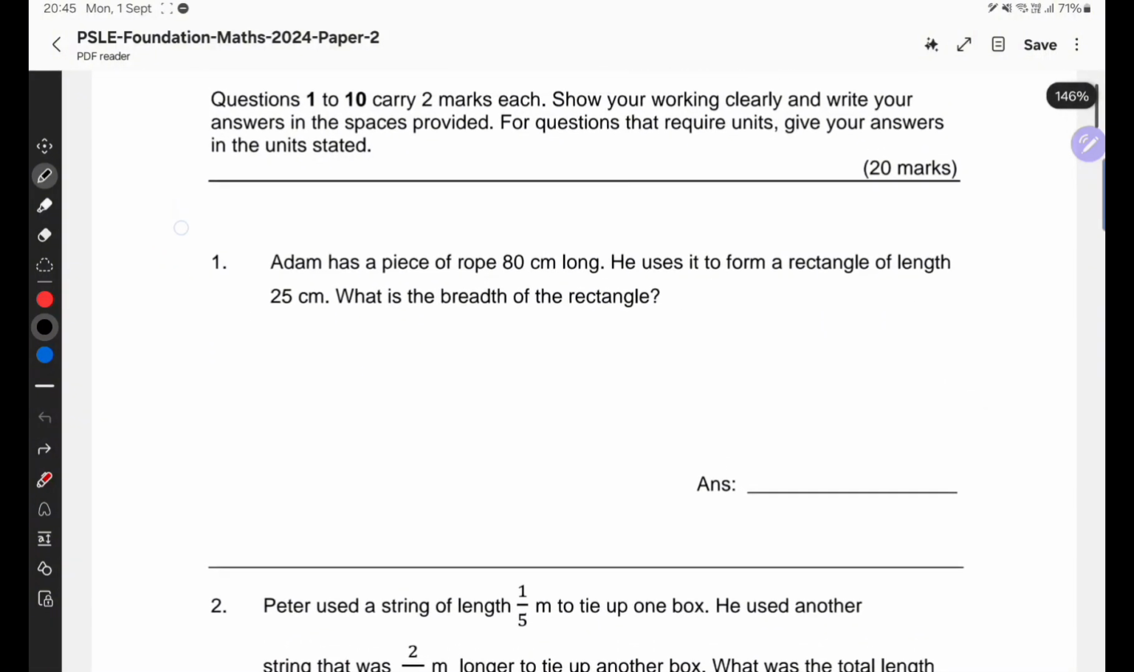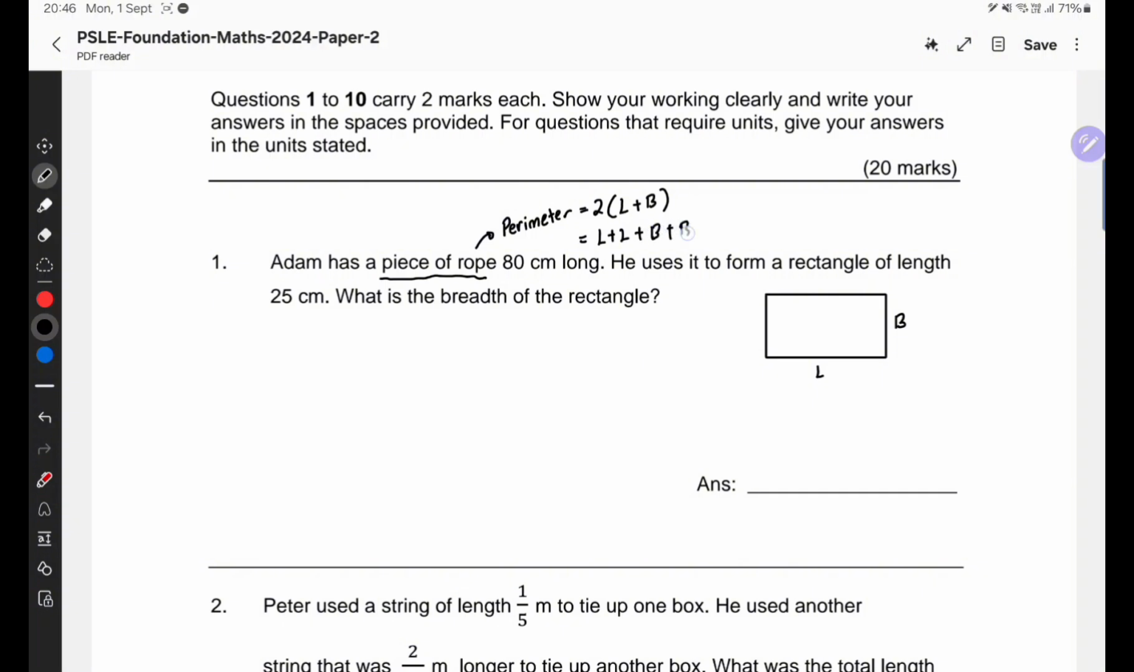Adam has a piece of rope 80 cm long. He uses it to form a rectangle of length 25 cm. What is the breadth of the rectangle? So we know that this is a rectangle, and this is our length, and this is our breadth. They tell you that the piece of rope is 80 cm long, which means that this is our perimeter. And perimeter, the formula is equal to 2 bracket length plus breadth, or length plus breadth plus length plus breadth.